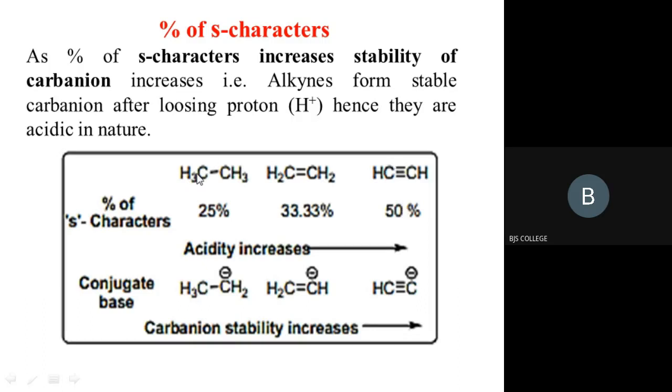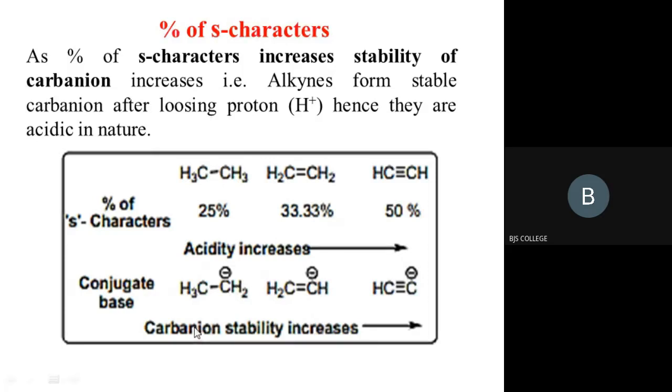Its tendency to give H plus ion increases. Now any molecule, when it gives H plus ion, will be converted into an anion, that is the conjugate base of that compound. So if ethane gives its H plus, it will form the ethyl carbanion. If ethene gives hydrogen, this will form the vinyl carbanion. And if acetylene gives, then the acetylide anion will be formed. Now you will find that since this anion has the highest percentage of s character, this anion is highly stable as compared to this or this.